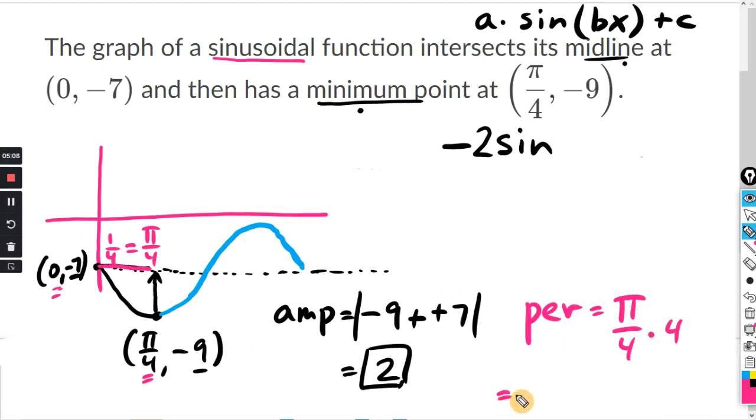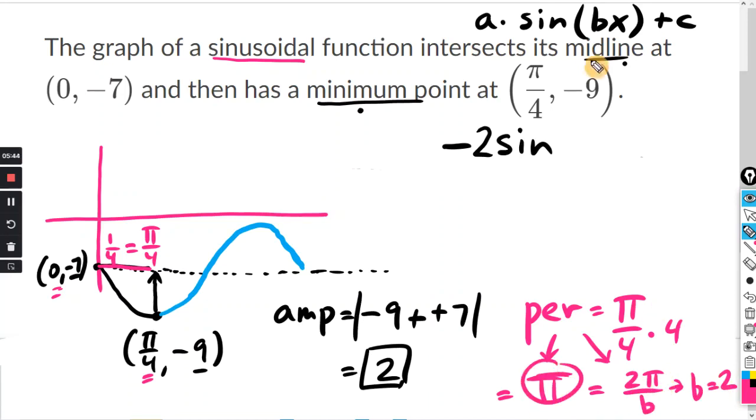And that just equals pi. Now the formula for period, the period equals 2 pi over b. So if the period equals pi and the formula is 2 pi over b, we just need to solve for b. And of course, if b were 2, this would be 2 divided by 2, and you would just get pi. So clearly, you can just do this in your head. B equals 2. All right, because 2 pi divided by 2 would give you pi.